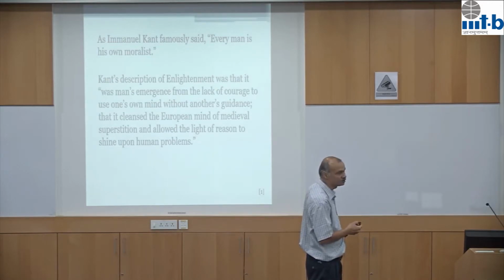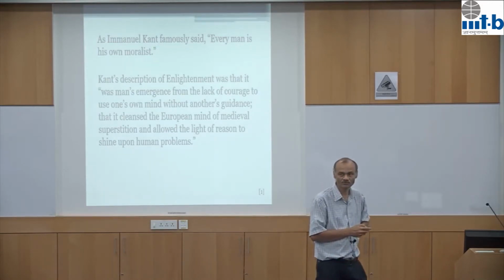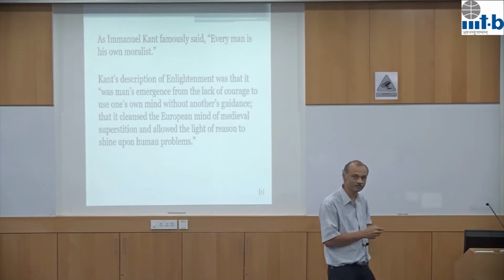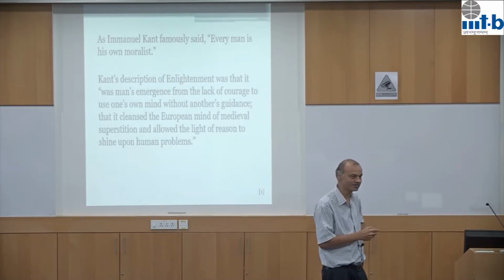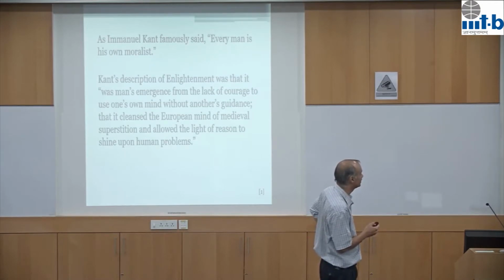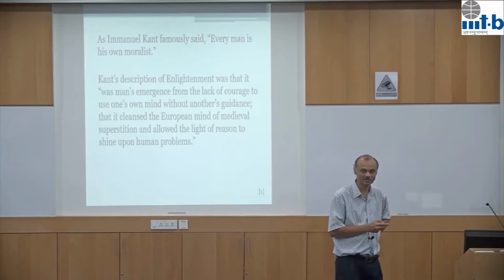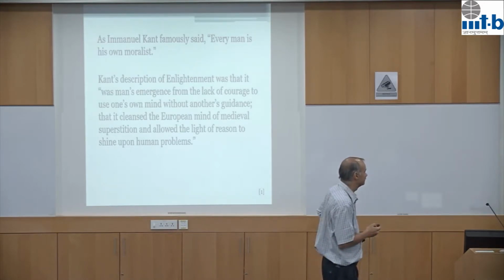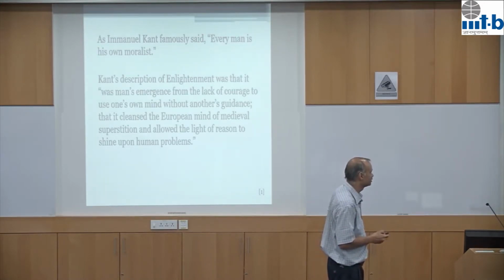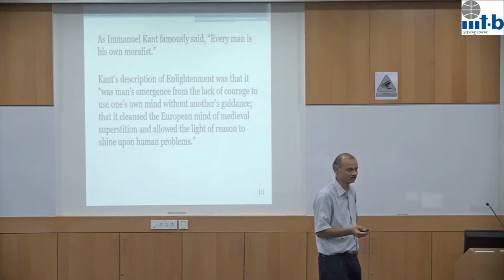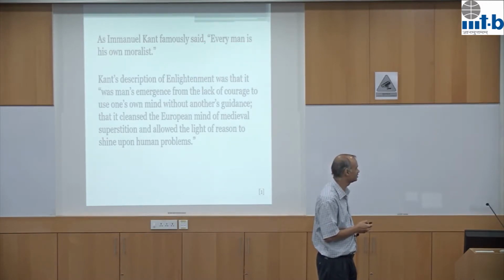So Kant was one of the foremost moral philosophers of the age of Enlightenment. He remains today one of the most respected figures in moral philosophy. So Kant famously said, every man is his own moralist. Somebody? Sujit, why not? From the quote, yeah, Kant's description.